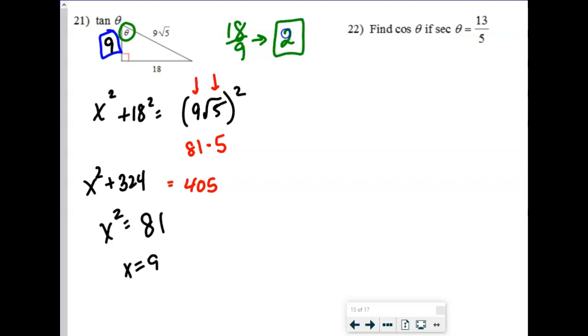Ooh, fun. Now, 22, I went crazy last hour, drawing triangles, which is usually the right way to do this question. I was like, oh, let's find the other leg, and then I stopped and actually read the question. What's the relationship between cosine and secant? They're reciprocals. So what's the answer? I really didn't need to do any work on that one. Sorry, first hour kids.